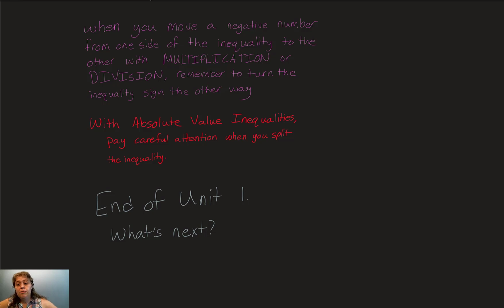When you move a negative number from one side of the inequality to the other with multiplication or division, remember to turn the inequality sign the other way around. And with absolute value inequalities, pay careful attention to when you split the inequality. There were a couple of times where I almost forgot to put the negative on the second version, or I forgot to flip the sign on the second version. So make sure you do both of those things, negative to positive or positive to negative, and also greater than to less than, that whole thing.